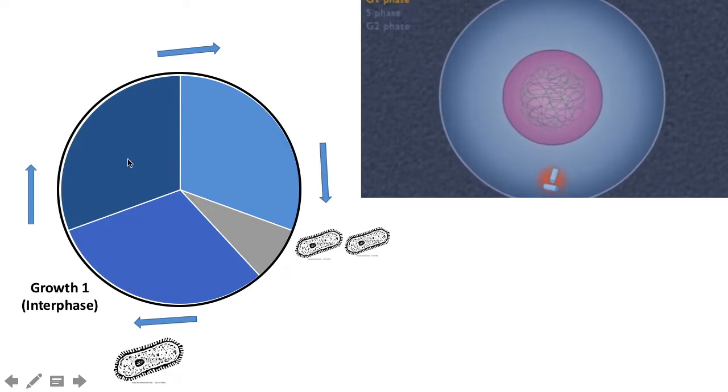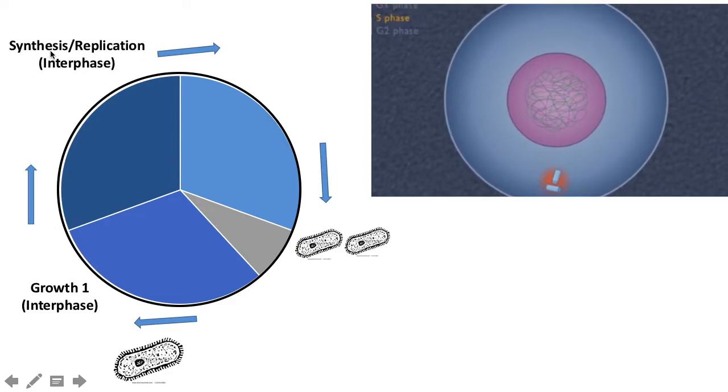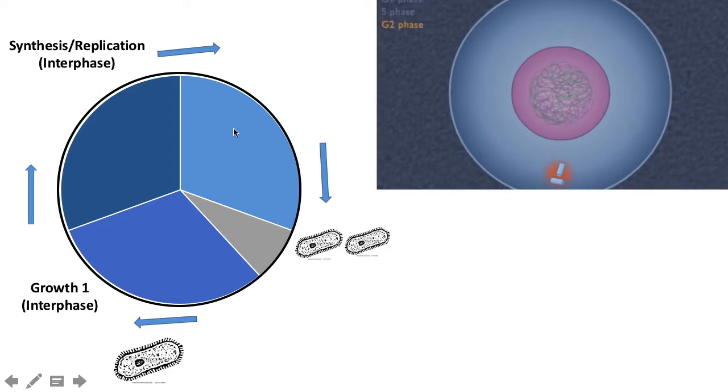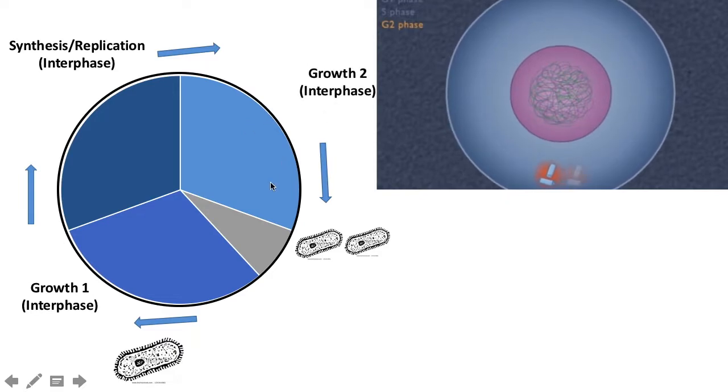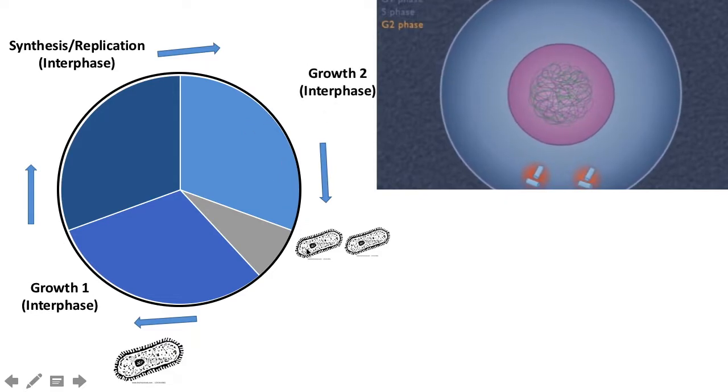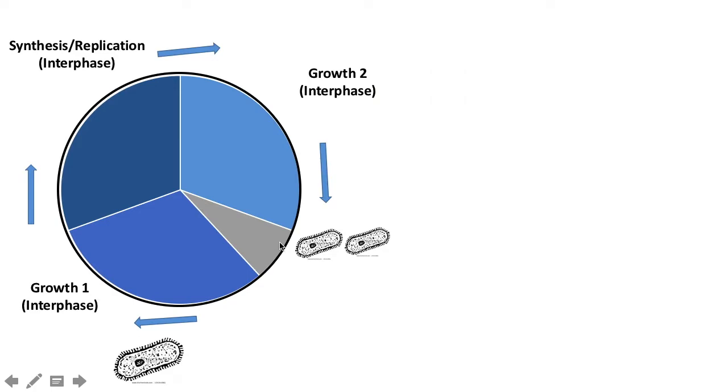Then after it's grown for a bit, the cell synthesizes or replicates new copies of each of its chromosomes of DNA. And then it will grow some more before finally separating those copies of DNA into two identical daughter cells. Now, the process of dividing the chromosomes apart is called mitosis, and the actual splitting of the cell into two new pieces is cytokinesis. And mitosis occurs in several steps.